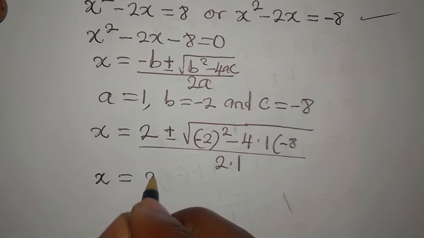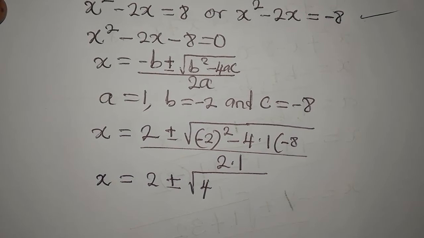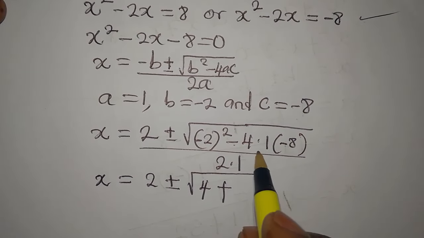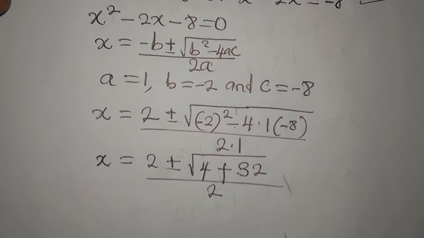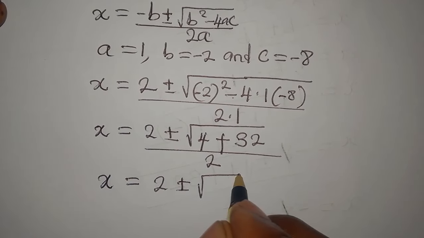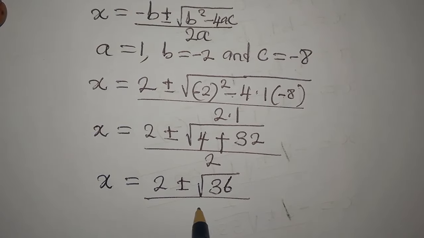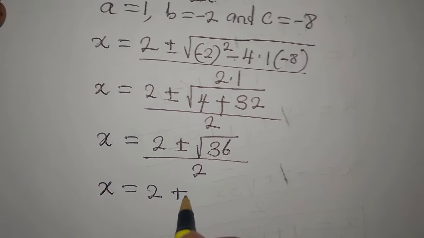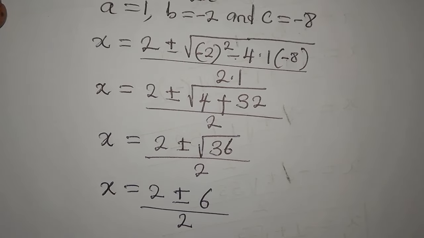Now x is equal to 2 plus or minus, 2 squared is 4, whether negative or positive, the same thing. Then negative negative is positive. 4 times 8 is 32. Then we divide this by 2. So our x will now be 2 plus or minus the square root of 4 plus 32, which is 36. Then we divide all through by 2. Now our x is going to be 2 plus or minus the square root of 36 is 6, over 2.